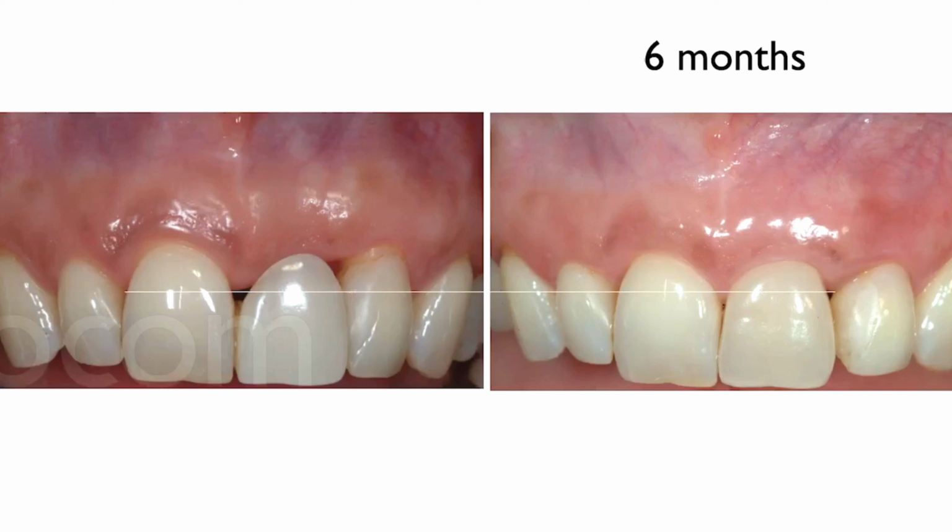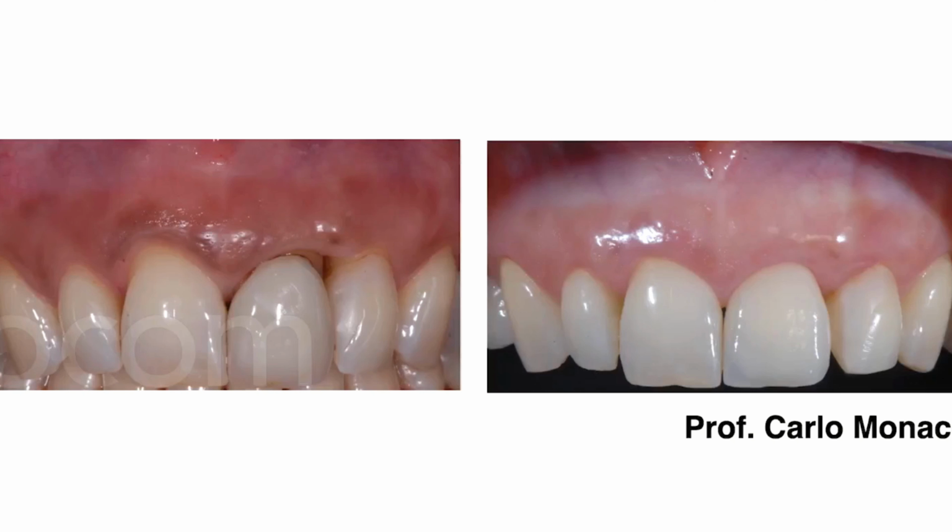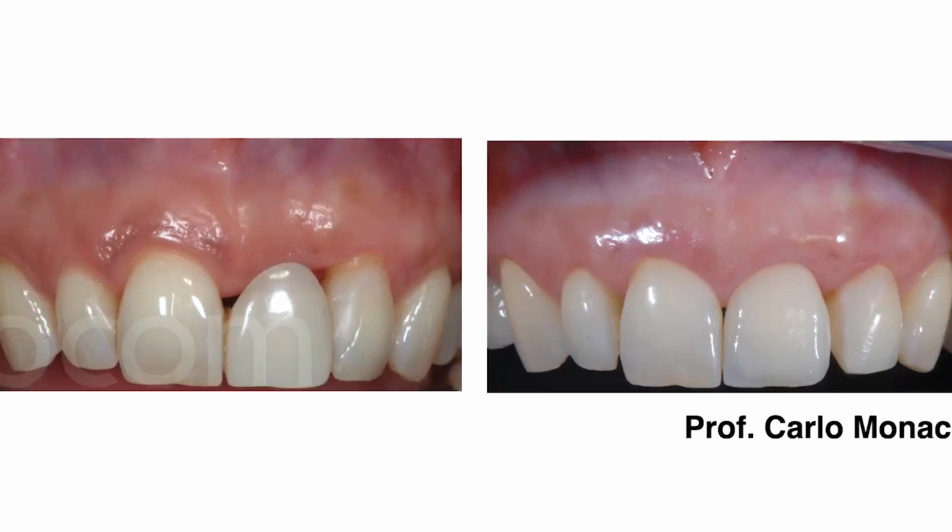This is the papilla before. This is after soft tissue segmentation and implant placement. This is the papilla that was completely missing before the platform technique. Now, same height, same color, same texture of the papilla mesial. Final restoration. Same height of the soft tissue, same height of the papilla.